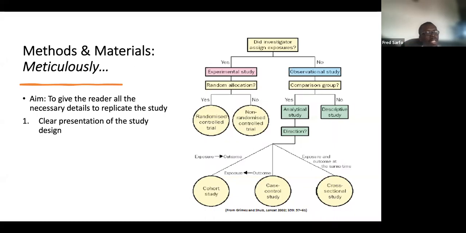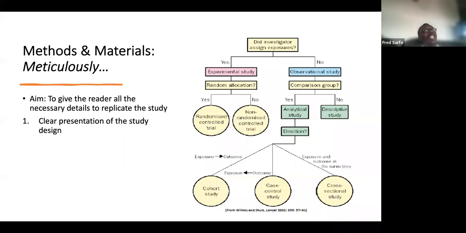You said you did a case control study. I've done the same thing. You said you did it in Kumasi. Okay, I've also done the same thing in Kumasi. You said that you took blood pressure this way. I've done the same thing. You said you measure heights this way. I've done the same thing. How different will my result be from yours if I follow the same steps?